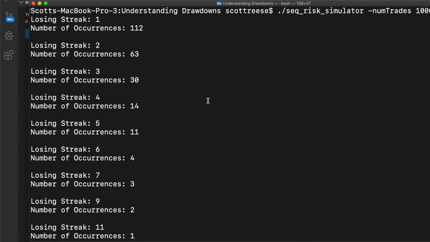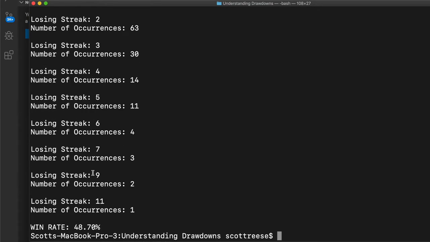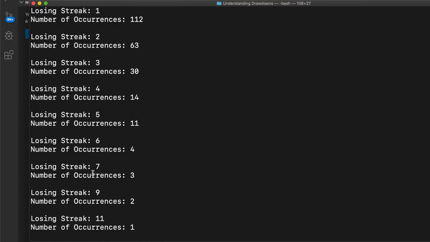And there we go. Here you can see all the output from those simulations. So specifically, starting at the top here, of those 1,000 trades it just simulated, there were 112 occurrences where we lost one trade in a row. So basically we lost money on a trade, and then the next trade was a winning trade. And of course, this kind of thing is going to happen the most, right? Losing one trade here and there is a pretty common occurrence.